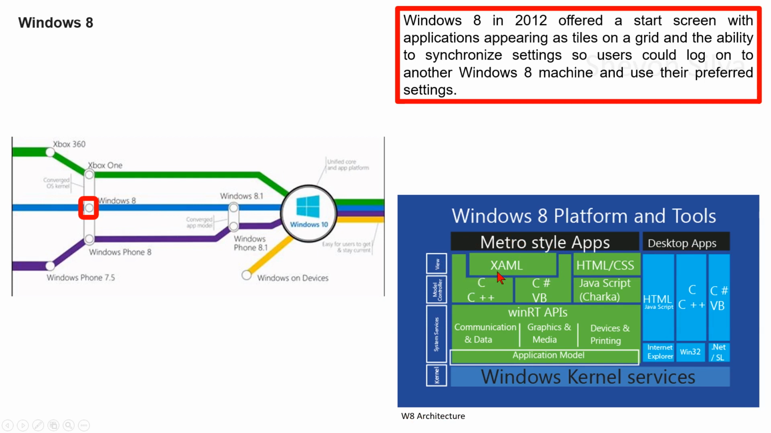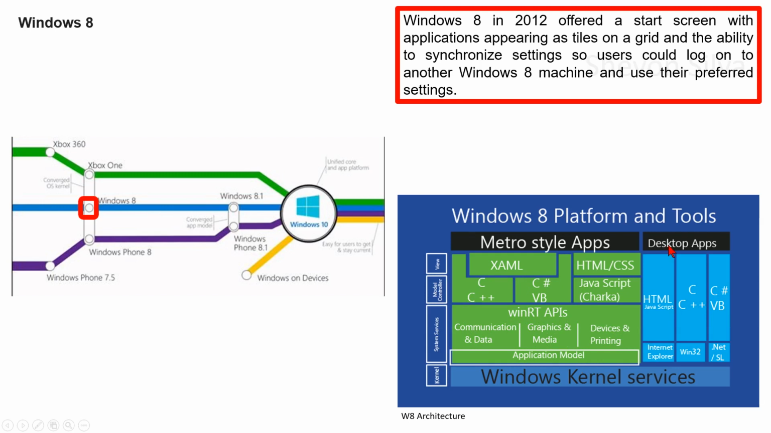In view level, you can see under Metro style apps XAML and HTML and CSS. In model controller, you can see XAML can interact with C, C++, C#, VB, and HTML and CSS. Under HTML and CSS, JavaScript and Chakra is here. In system services, WinRT API is here, and communication and data, graphics and media, devices and printing, and application model.